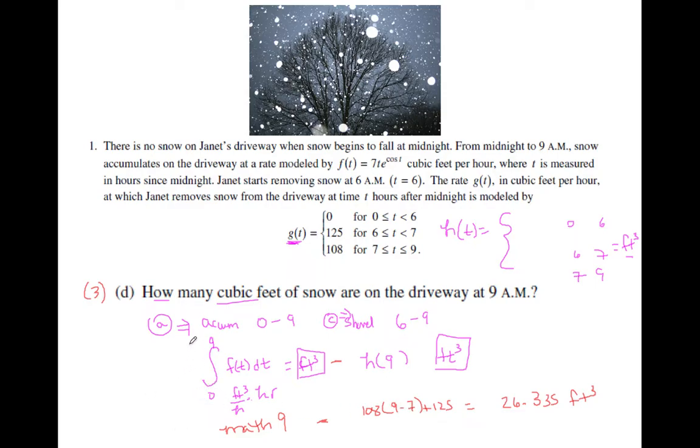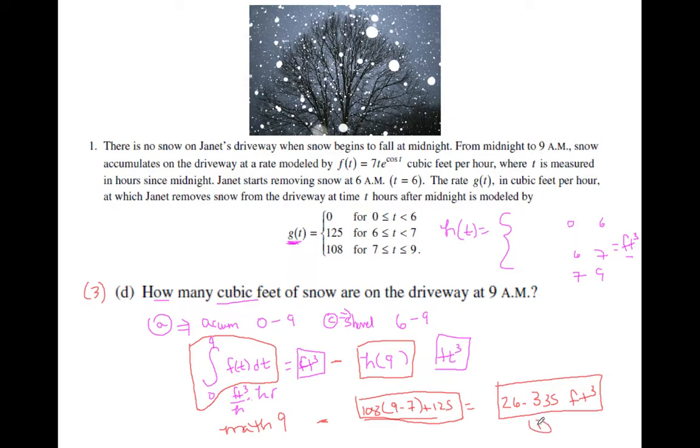H of what though? You want to plug in what time? 9. But what do you want to do with these two? Accumulation of the snow and the shoveling of the snow, to get actually how many cubic feet of snow are there at 9 o'clock. What do you want to do with those two values? Subtract. So I am going to take this, minus the function I just had at 9. And the function I had at 9 was 108 times 9 minus 7, plus 125. And what does that equal?